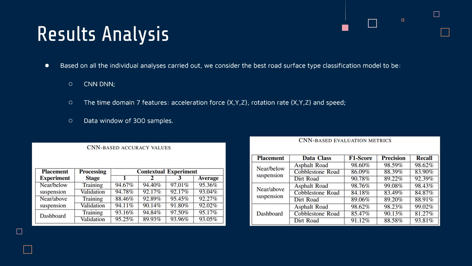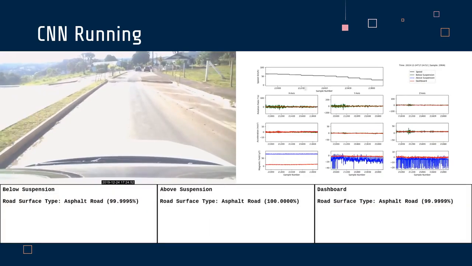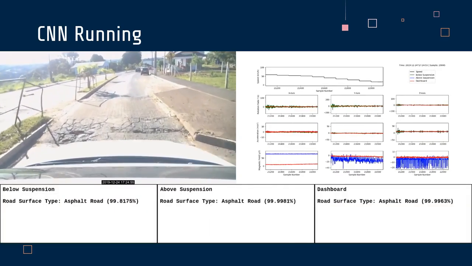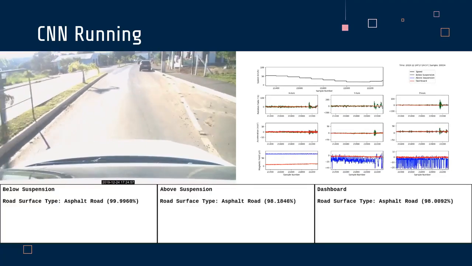Based on individual analysis, we consider the best module the CNN network with the input of 7 features in the time domain and in a data window with 300 samples. The figures detail the evaluation metrics. We observed that all data classes were properly treated by the module with good values of F1 score, recall, and precision. Here is a demonstration of the network running on one of the validation datasets.